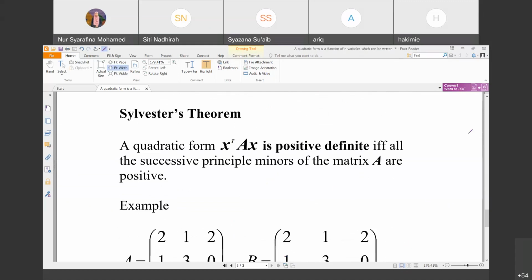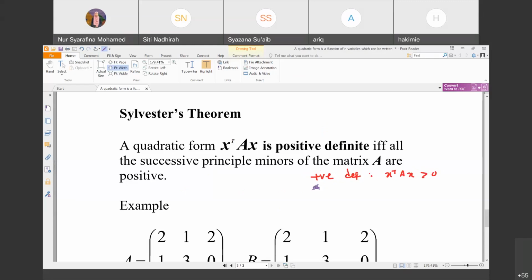All right, good. Okay, so now by looking at this theorem, how can we identify the positive definiteness of the quadratic form? A quadratic form X transpose AX is positive definite if all the successive principal minors of the matrix are positive. Remember, for positive definite, by looking at the theorem previously, X transpose AX must be greater than 0.